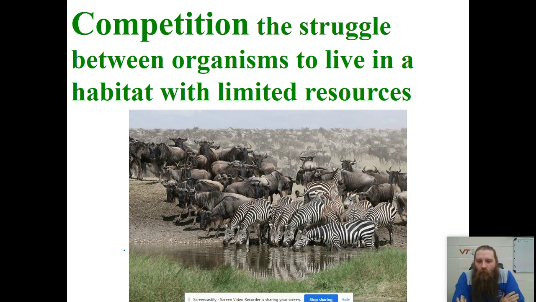And at this point, it should come as no surprise that competition is the struggle between organisms to live in a habitat that doesn't have enough resources to go around. We identify that as a limited resource habitat. This picture is a great example of it, right? There is not enough water in that little puddle there for all of the animals in that environment. First come, first serve, that's something that they have to deal with. So that's competition. Everybody needs some water, and there's not enough to go around. The same is true of food, of shelter, whatever it is.